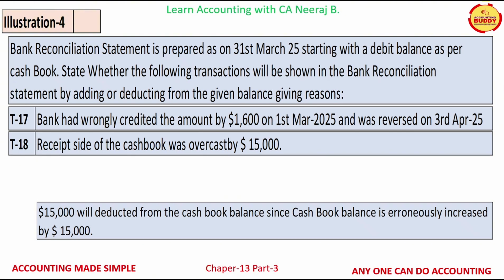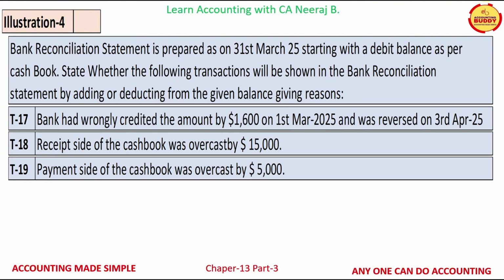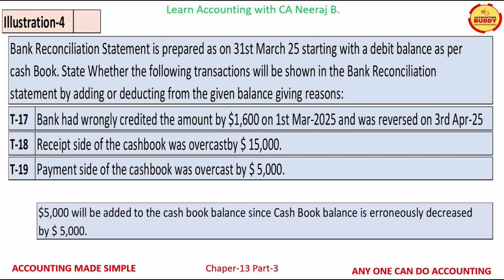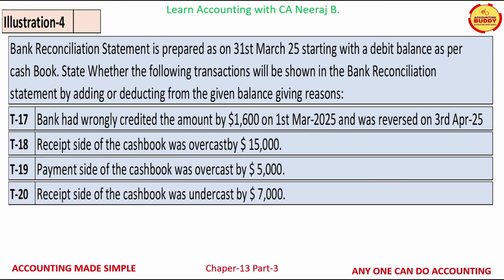T18 unmatched transaction is receipt side of the cash book was overcast by $15,000. Let us analyze this transaction. $15,000 will be deducted from the cash book balance since the cash book balance is erroneously increased by $15,000. T19 unmatched transaction is payment side of the cash book was overcast by $5,000. If we analyze this transaction, $5,000 will be added to the cash book balance since the cash book balance is erroneously decreased by $5,000.